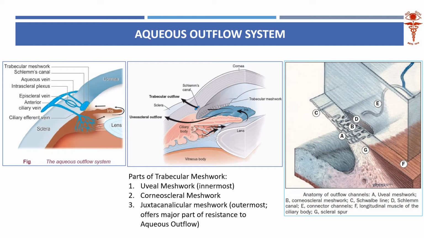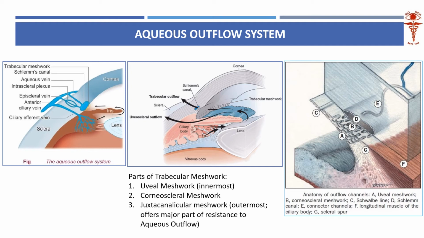You can even remember basically that there is a conventional outflow of aqueous through the trabecular meshwork, Schlemm's canal, aqueous vein, episcleral vein, conventional outflow. And there is an uveoscleral outflow which is through the uveoscleral network. If somebody asks you how much percentage through each of these outflow pathways, the conventional pathway takes almost 85% of our aqueous. The uveoscleral pathway takes 15% of our aqueous. So majority is again the conventional.